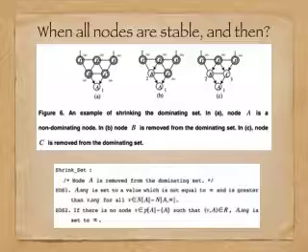But what will be the claim procedure of that? We can see this from figure 6. This is an example of shrinking the dominating set. In A, node A is a non-dominating set, and then in B, node B is removed from the dominating set, and in C, node C is removed from the dominating set. This is just a concept.